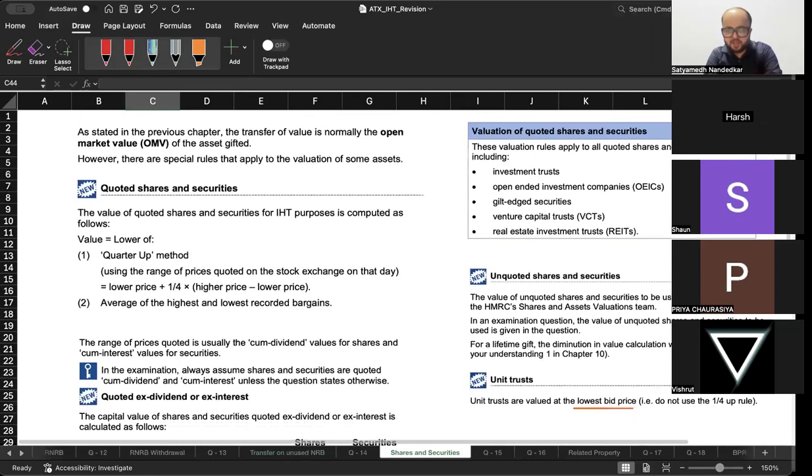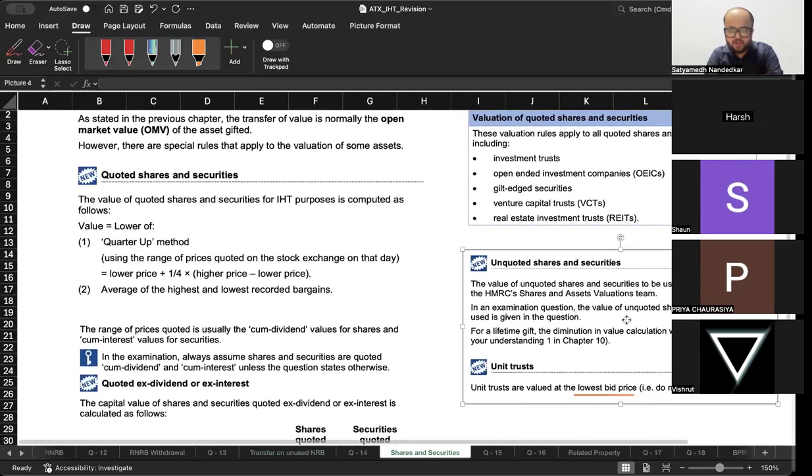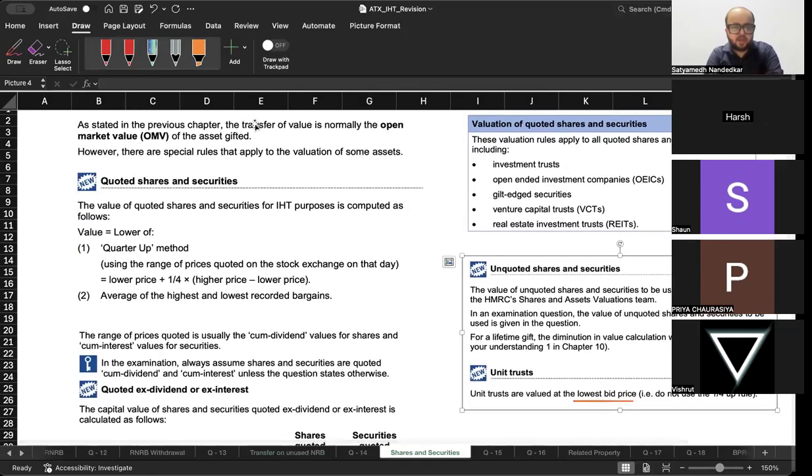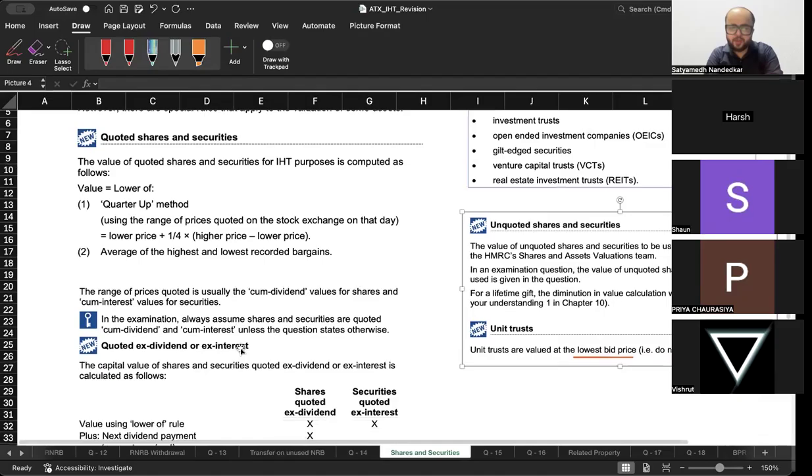Now, how are shares and securities supposed to be valued in IHT? The transfer of value is normally the open market value of the asset gifted. Quoted shares and securities का होगा lower of quarter up method. Lower price plus 1/4 of higher price minus lower price, or average of the highest and lowest recorded bargains. Highest and lowest का average लो या फिर quarter up method use करो.